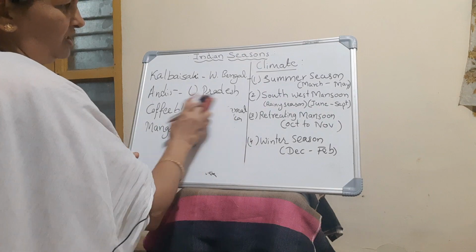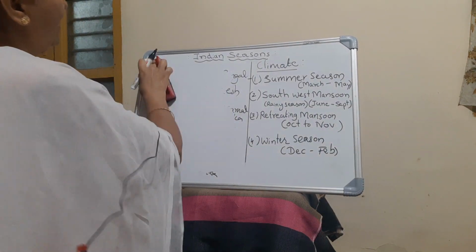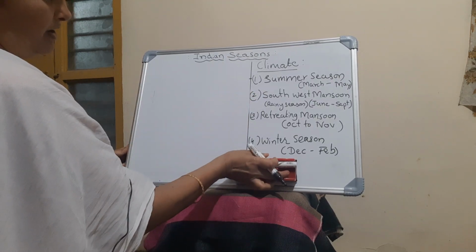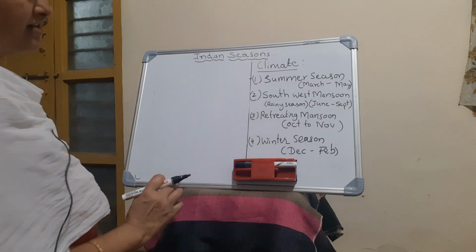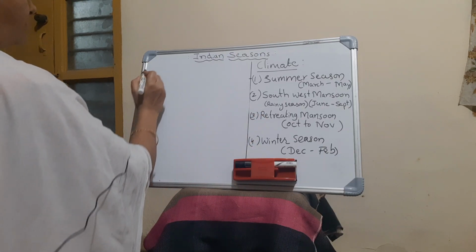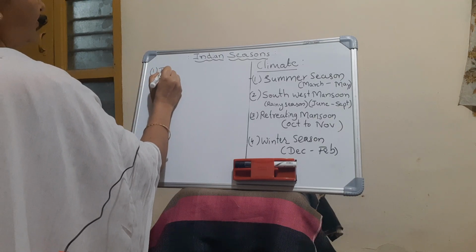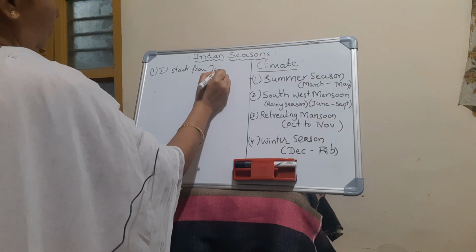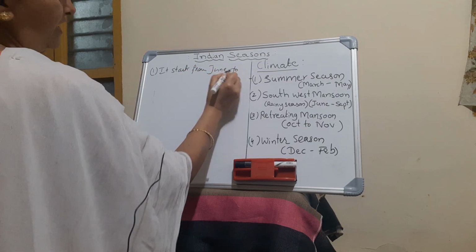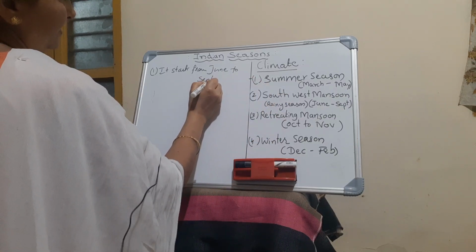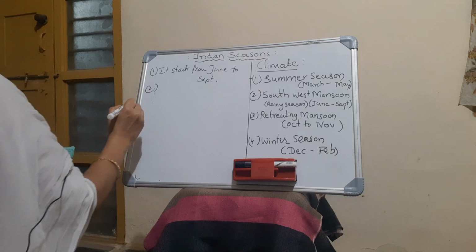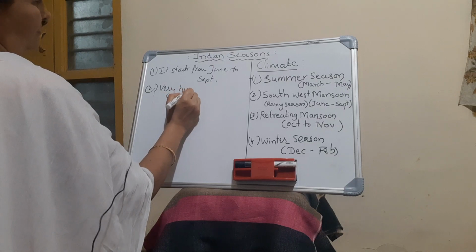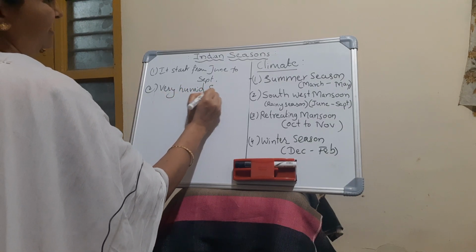Coming to the next one, the southwest monsoon, which is known as the rainy season. Why is it called the rainy season? Because it starts from June and ends in September. Second, it is a very humid season.